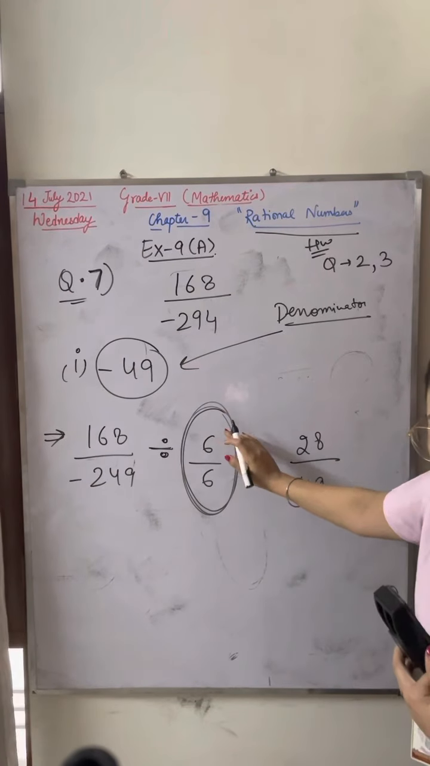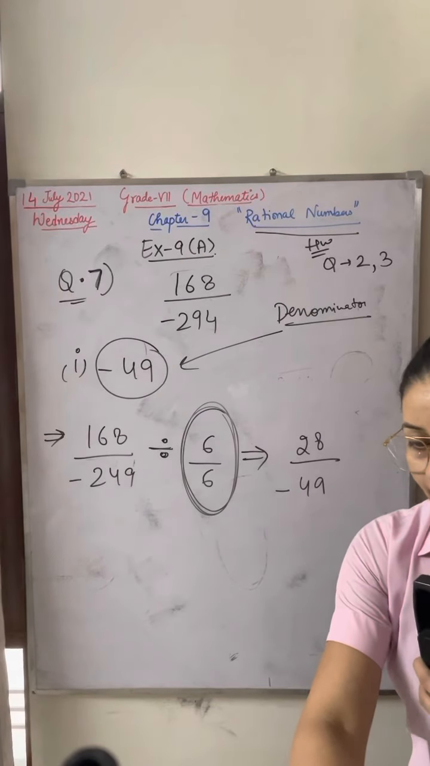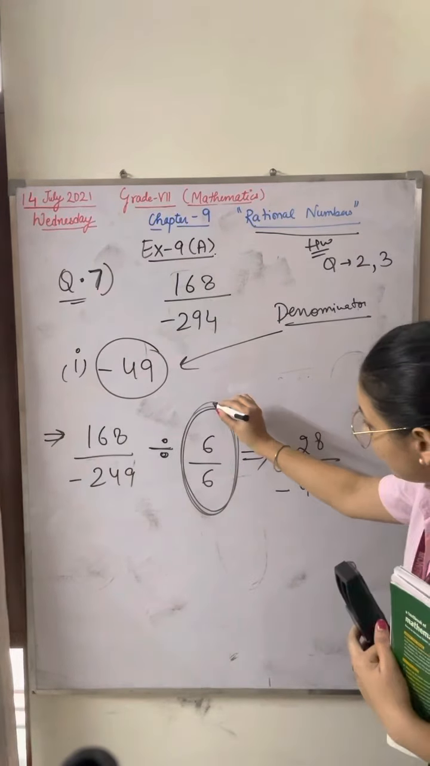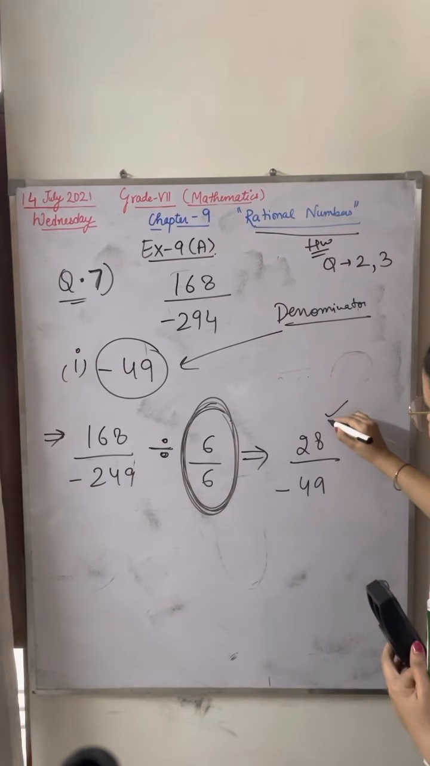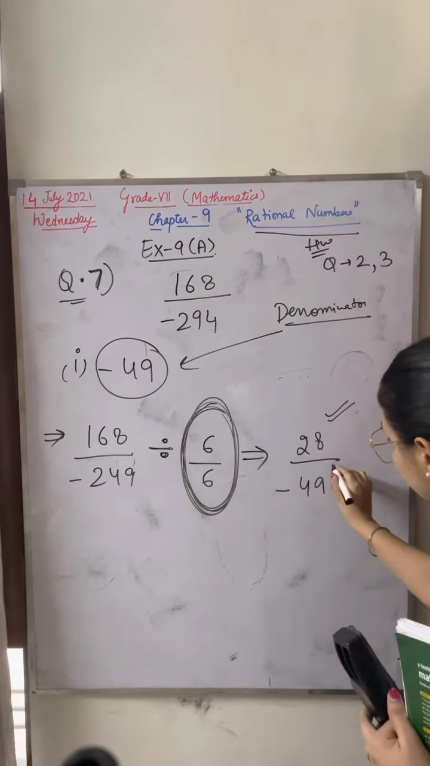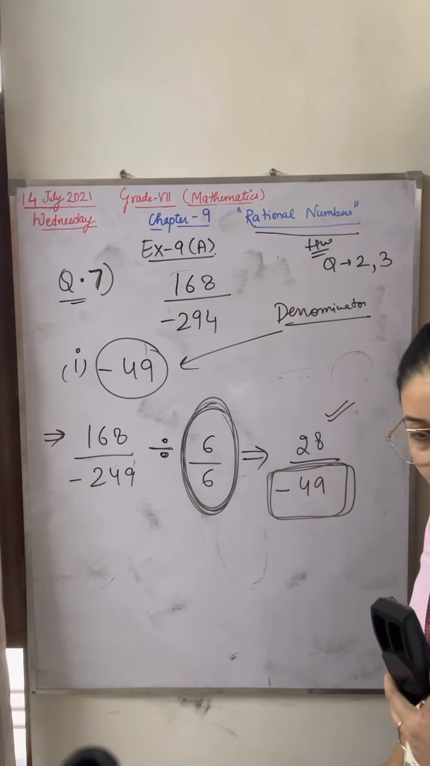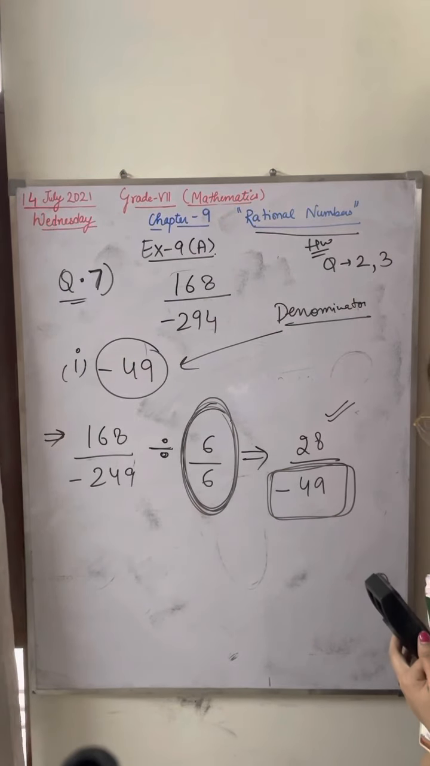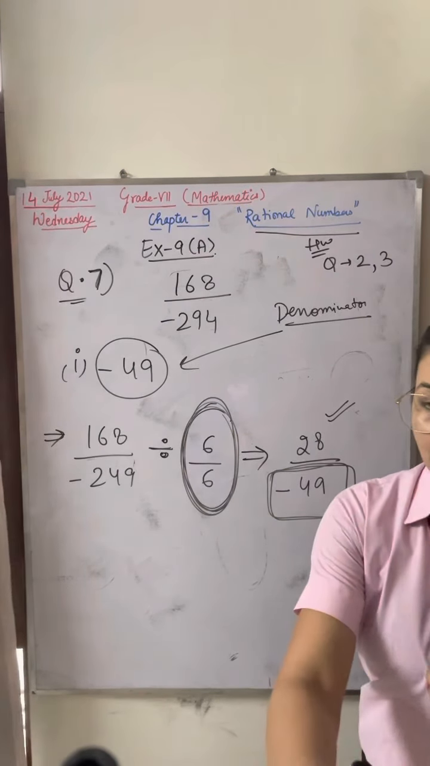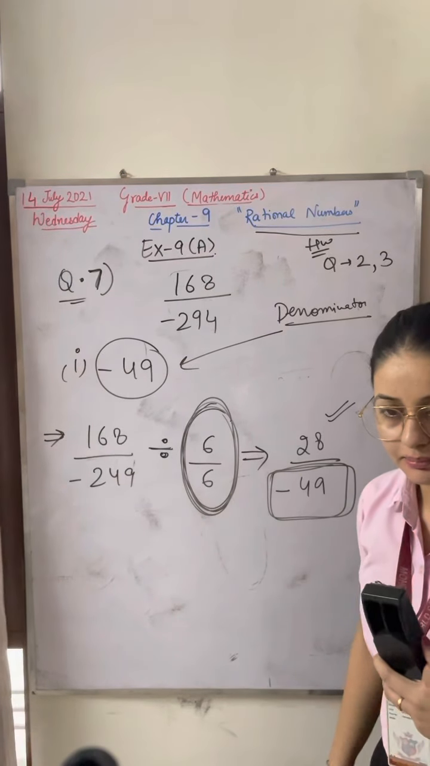When you multiply and divide with 6, when you divide both numerator and denominator by 6, you will get your answer. You just have to find out that your denominator is coming as minus 49. If it is coming, then this will be your answer. Right? These are new concepts, so please kindly listen carefully.